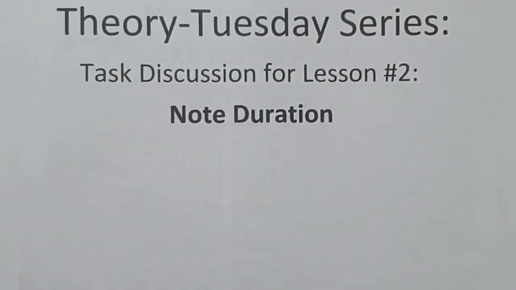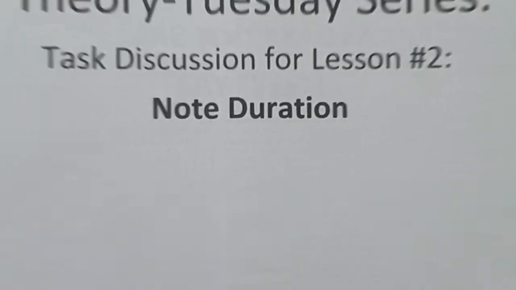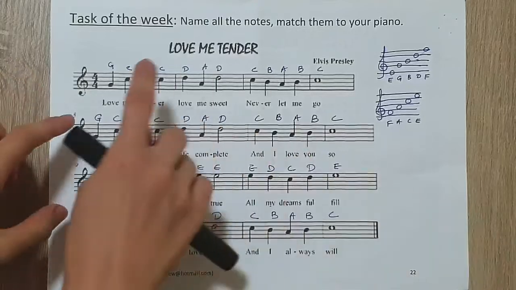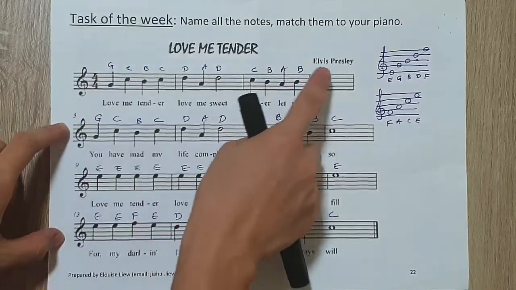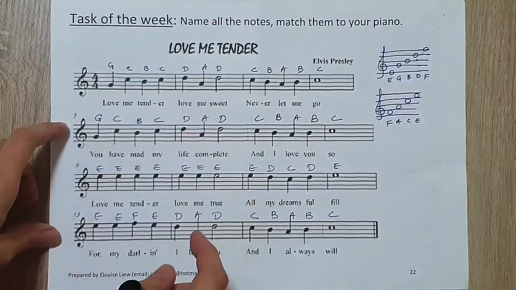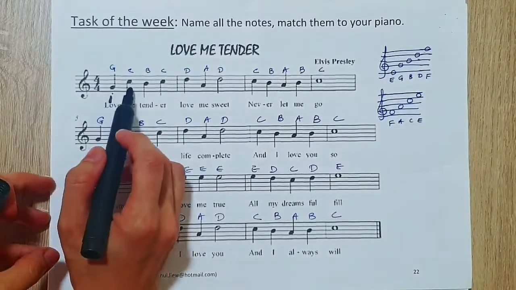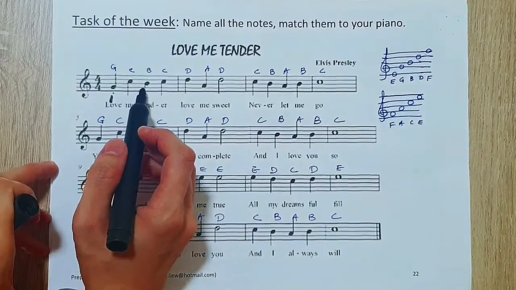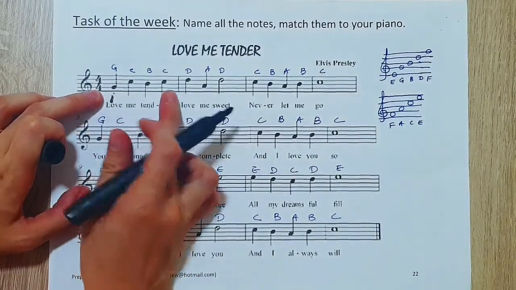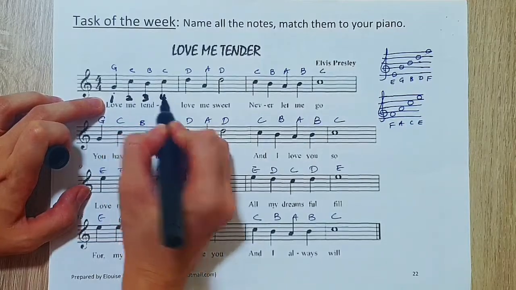started right now. Theory Tuesday series, task discussion for lesson 2, note duration. Alright, in lesson 1, we learned how to name all the notes. And in lesson 2, we learned the beat for each note. So let's write the beat now. The note filled in black represents one beat. Because in one bar, there are 4 beats, right? So we will label 1, 2, 3, 4.